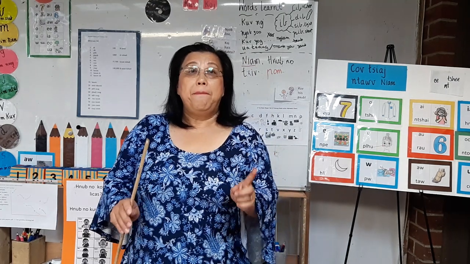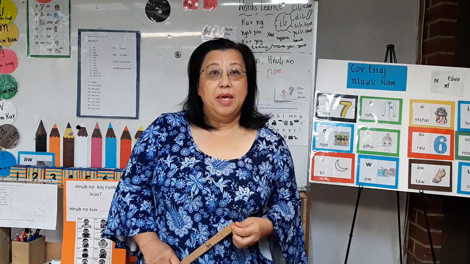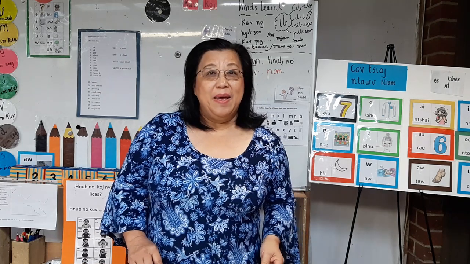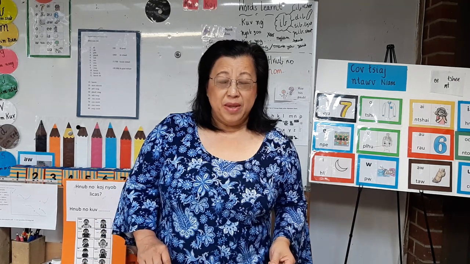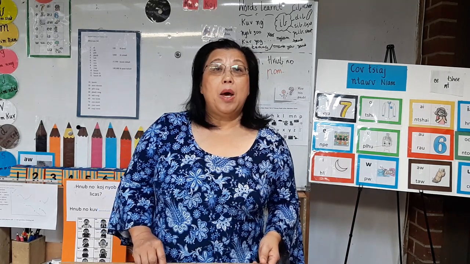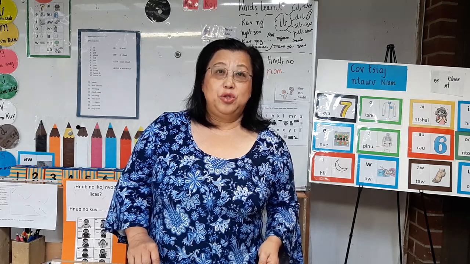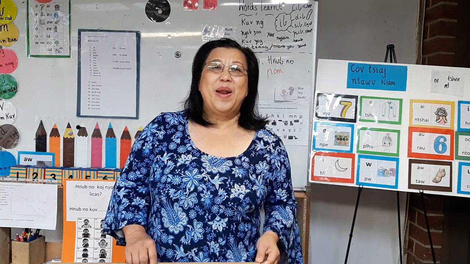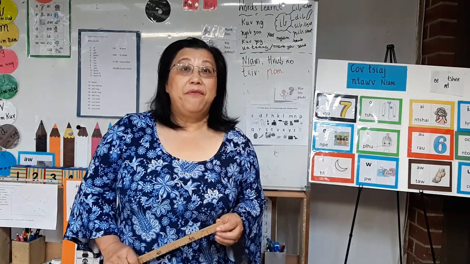That's 30, right? Bê châu. Blau chow, that's 40. Chi chow, that means 50.